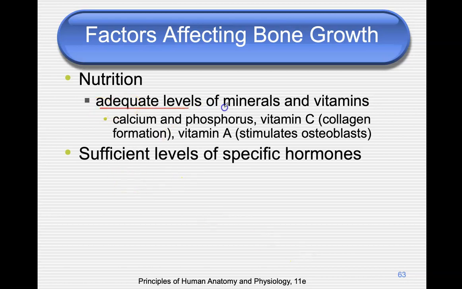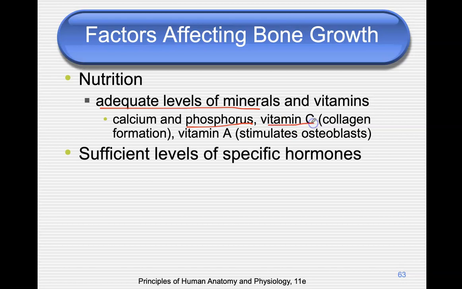First, adequate levels of minerals and vitamins. Calcium is a pretty easy one, right? Because you need calcium to make that calcium phosphate, but phosphorus is also important to make it. Remember that we need that calcium phosphate to make hydroxyapatite. So we need both calcium and phosphorus in our diets for that purpose.